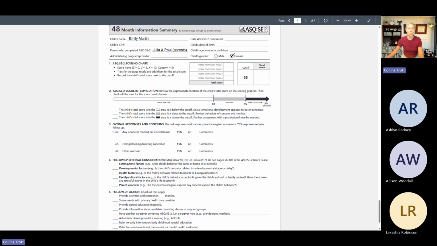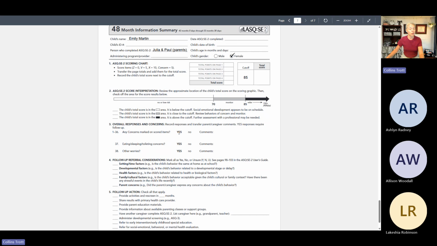So 85 puts us right there on the line. It's on the line in between monitoring and referring. So on this one, I'm going to go ahead and check off that gray area, even though it is right there on the line. Overall responses and concerns.